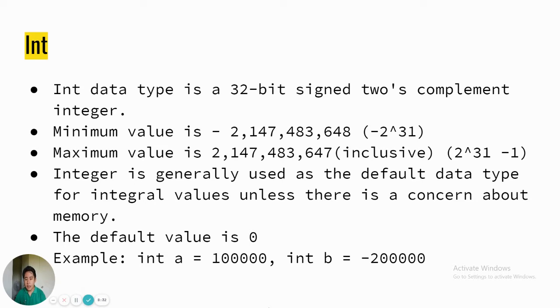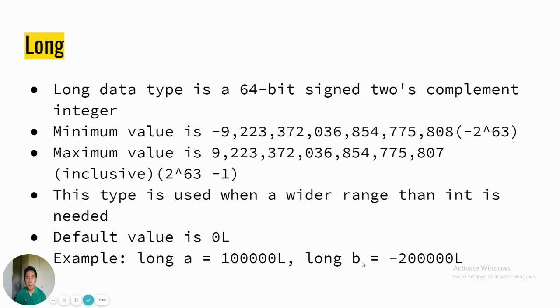And here, I have some examples as well. When you declare an integer variable, you write int, the data type, and then a is the name of the variable, then the equal sign, and then the value, which is 100,000. And here is another example, int b equals negative 200,000. So that's the int data type.